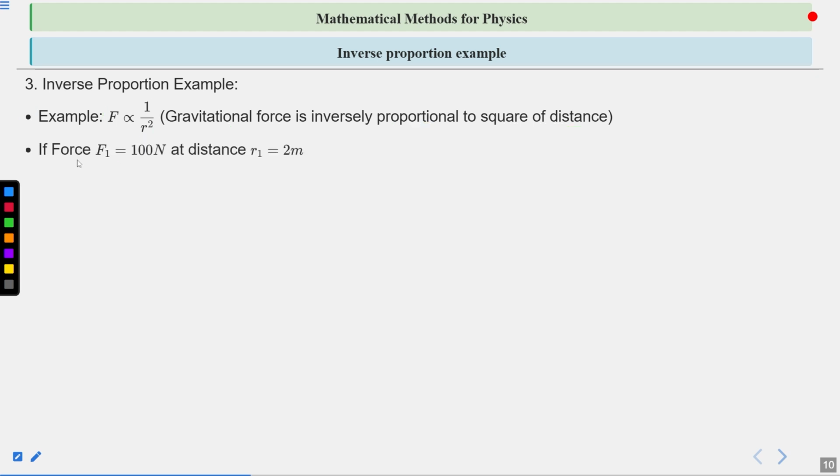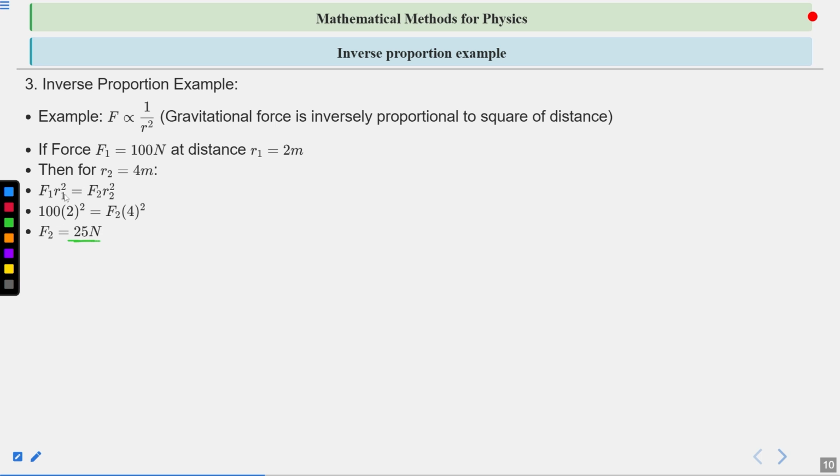If force F1 is equal to 100 Newton at distance R1 is equal to 2 meter, then R2 is equal to what? R2 is equal to 4 m. So F1 R1 square is equal to F2 R2 square. Putting all given terms, you will get 100 into 2 square is equal to F2 into 4 square. So what will be the value of F2? F2 is equal to 25 Newton.